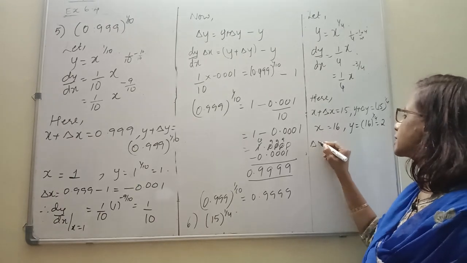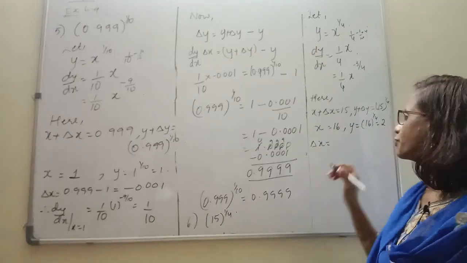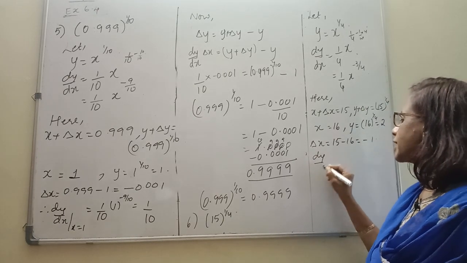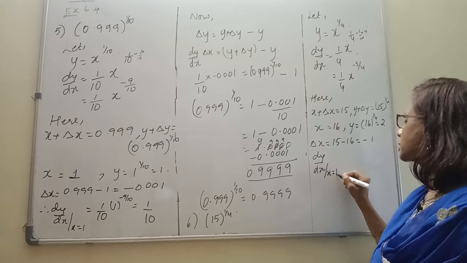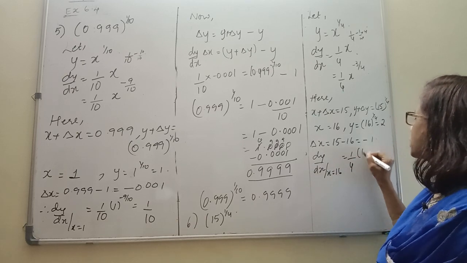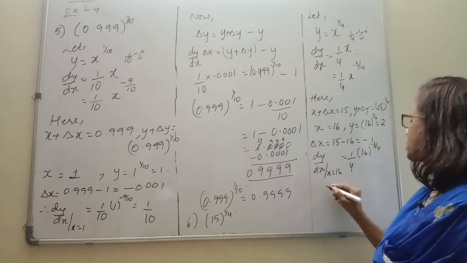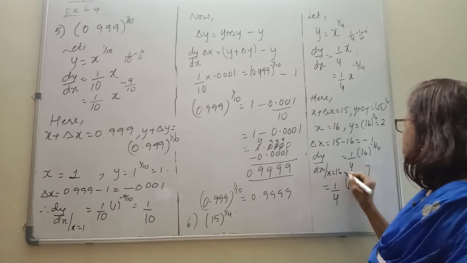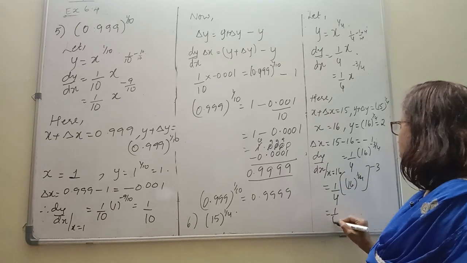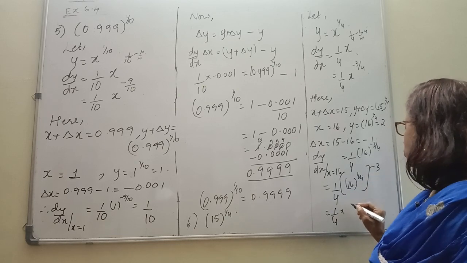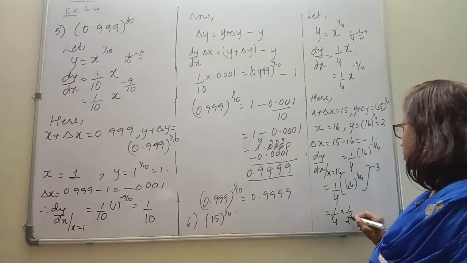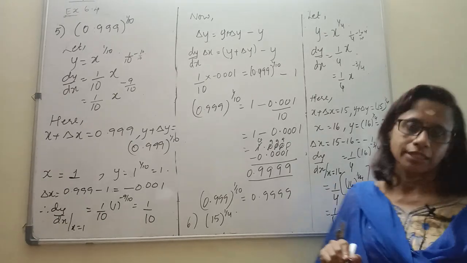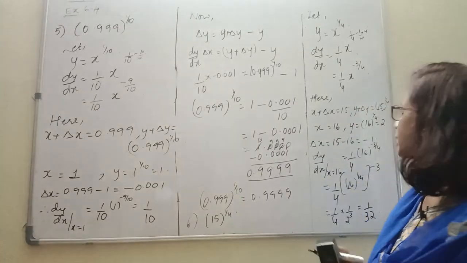So what is your delta x? Delta x is x plus delta x minus x, so 15 minus 16, which is minus 1. So dy by dx at the standard point, let's find at x equal to 16. Let's find 1 by 4, 16 raised to minus 3 by 4, or it's like 1 by 4, 16 raised to 1 by 4 whole raised to minus 3. 16's fourth root is 2, so it's 1 by 4 into 2 raised to minus 3, which is 1 by 2 cubed, which is 8, 4 eights are 32. So 1 by 32. That's dy by dx.